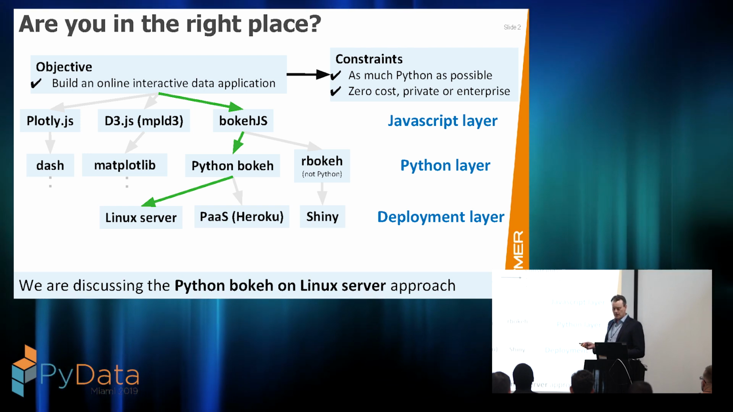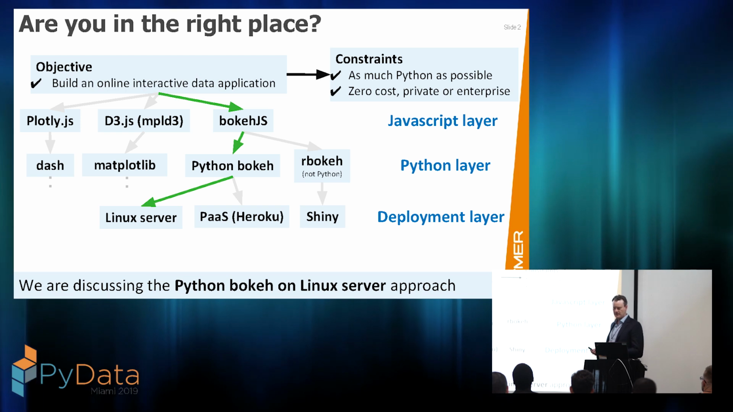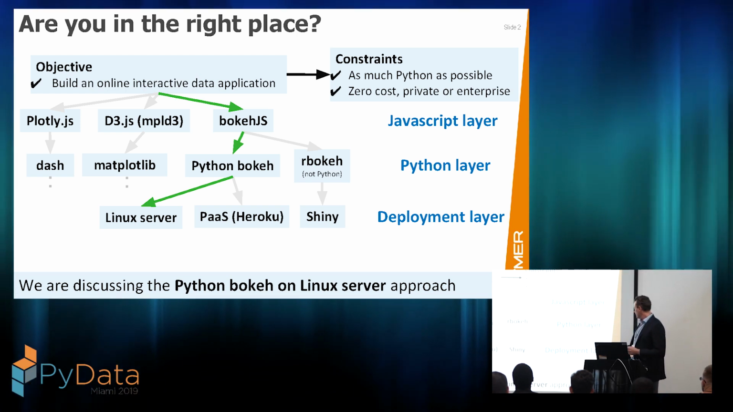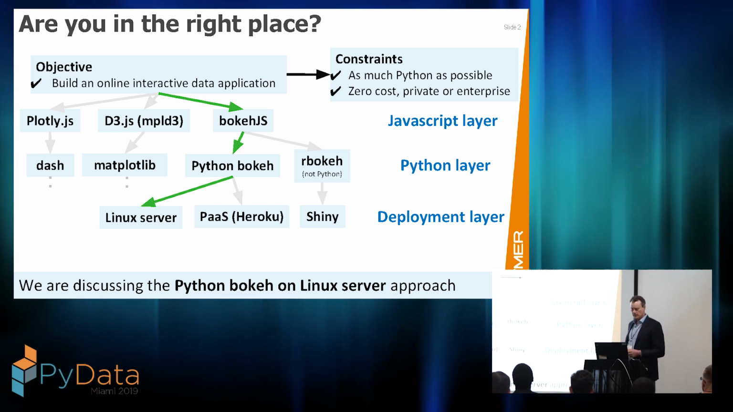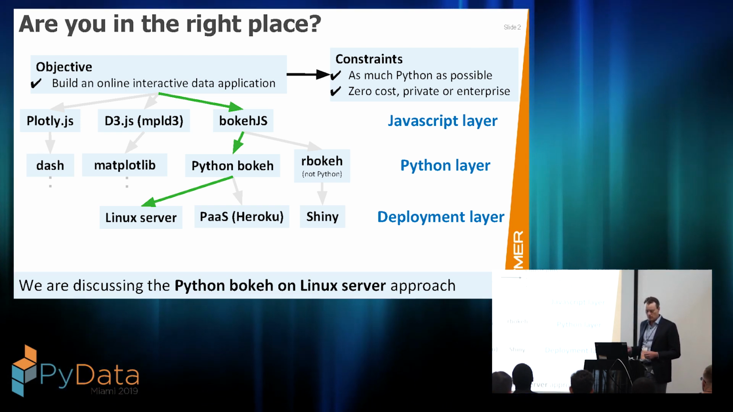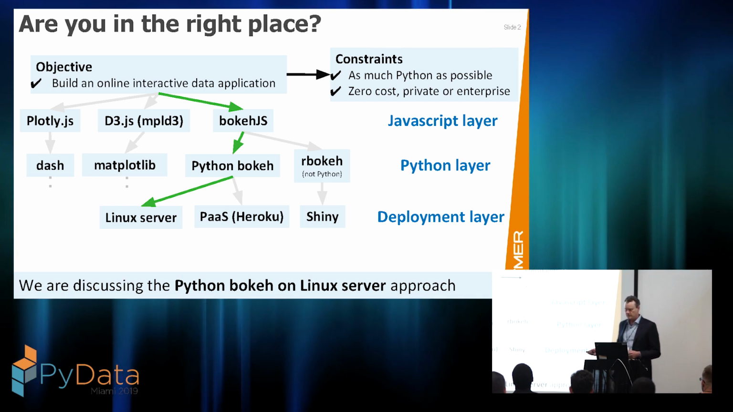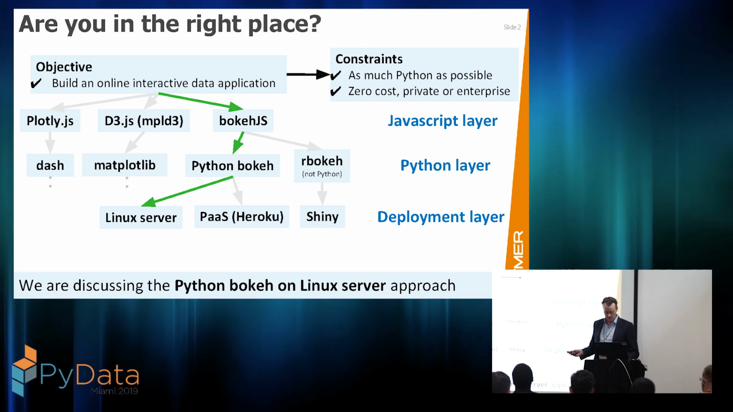What Python bokeh gives us is just a data application. Once we have that data application, we need a platform on which to deploy it. So we need to decide on some kind of deployment later. And because one of our constraints is zero cost for enterprise use, we're just going to use a Linux server. We're not going to use platform as a service or anything where you might have to pay later on.